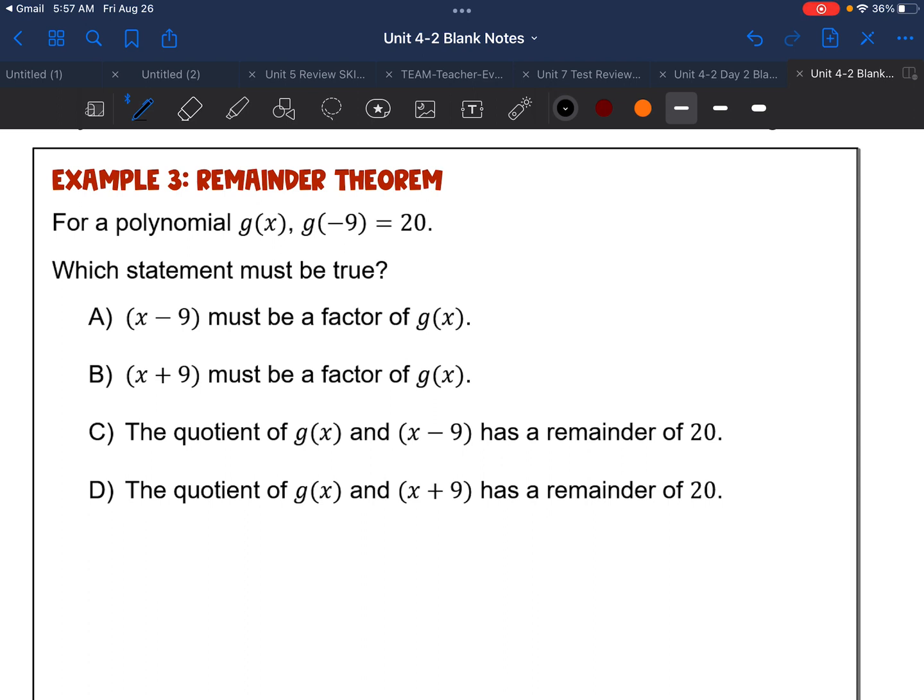Start with your function notation, okay? So we've got g of -9 equals 20. I'm going to write this out to the side so I have more room to write.